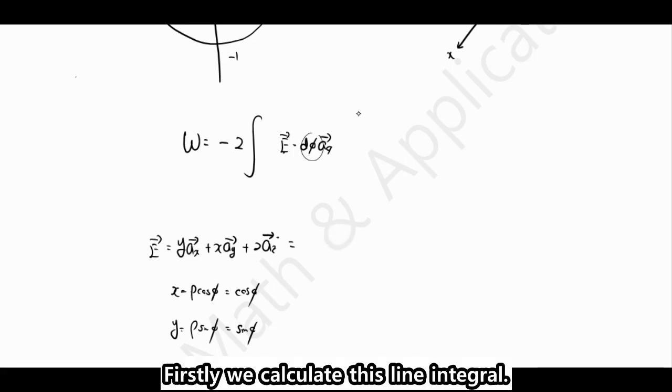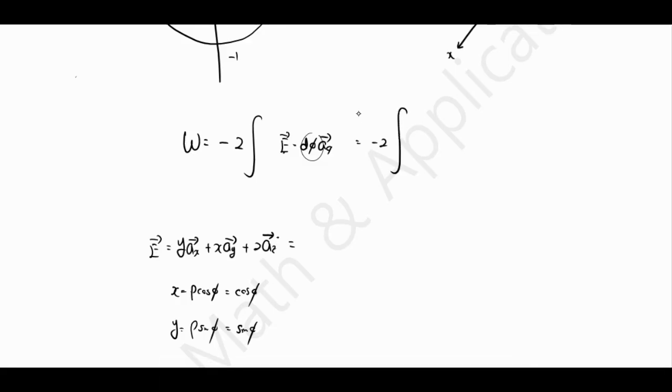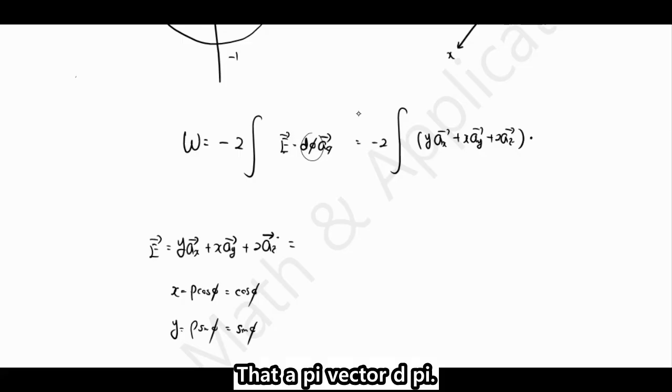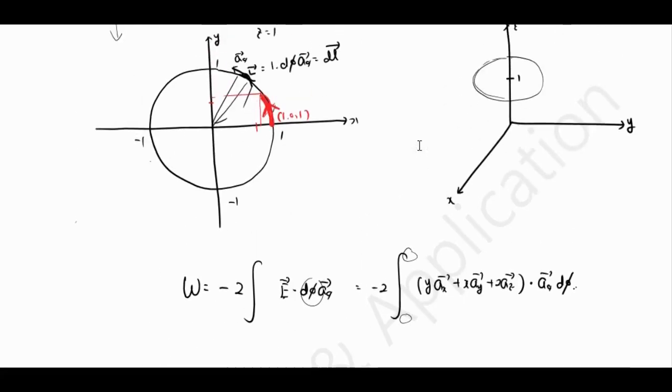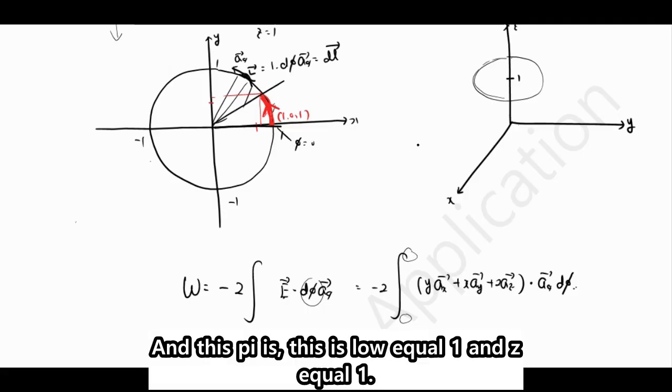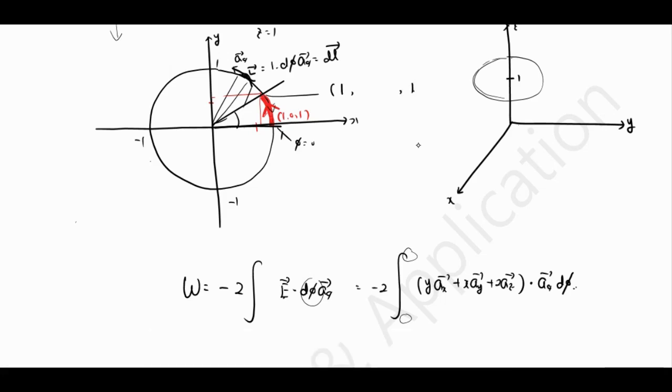So we calculate this line integral. Minus 2 times the integral of y ax vector plus x ay vector plus 2 az vector, dot a phi vector d phi. So this is the range of phi. 1, 0 is phi equals 0. And this is rho equal to 1 and z equal to 1.